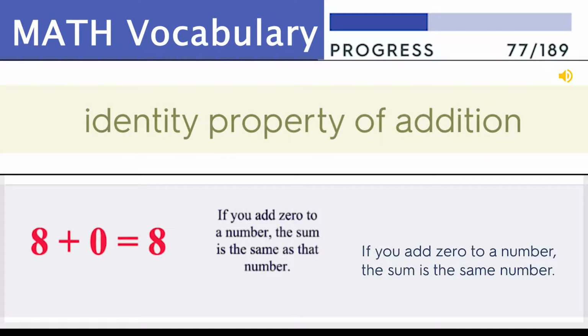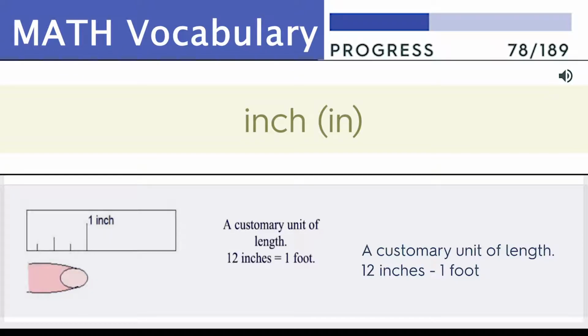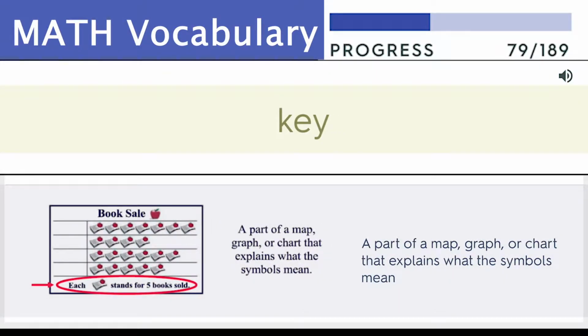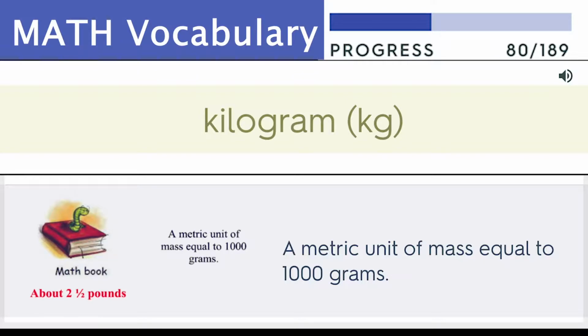Identity property of addition. If you add 0 to a number, the sum is the same number. Inch. A customary unit of length, 12 inches equal 1 foot. Key. A part of a map, graph, or chart that explains what the symbols mean. Kilogram. A metric unit of mass equal to 1,000 grams.